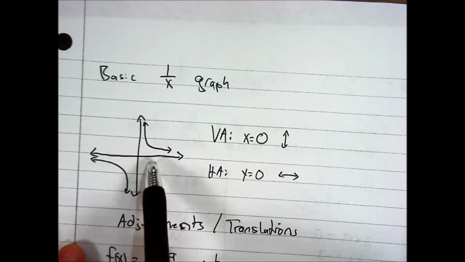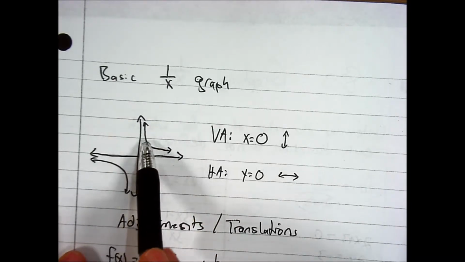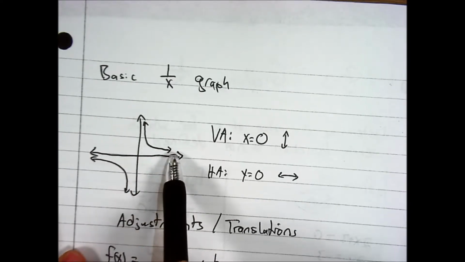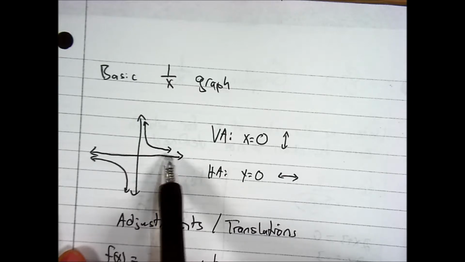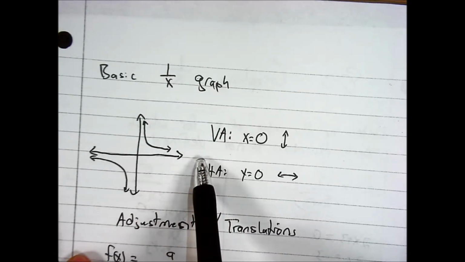What about these horizontal ones? What's going on as I put in numbers in for x? If I put in a 1, 1 divided by 1 is 1. If I put in a 10, 1 divided by 10 is going to be 1/10 or 0.1. Pretty small down here. If I put in 100, 1 over 100 is 0.01. It's going to get even smaller.